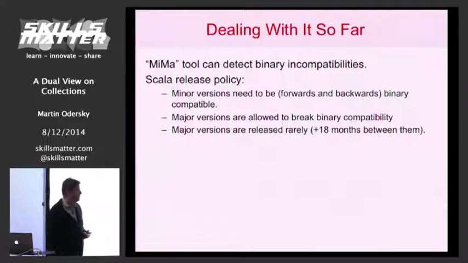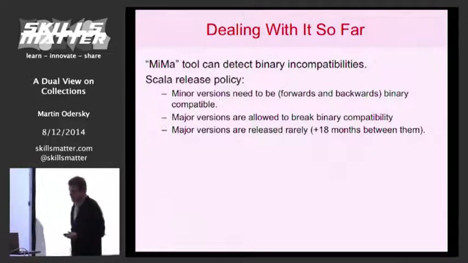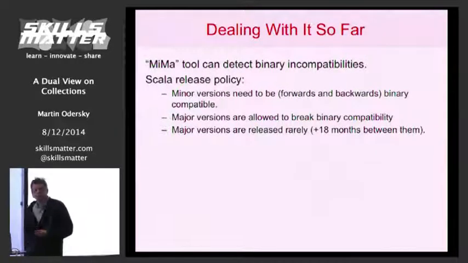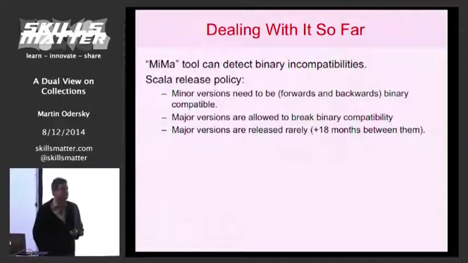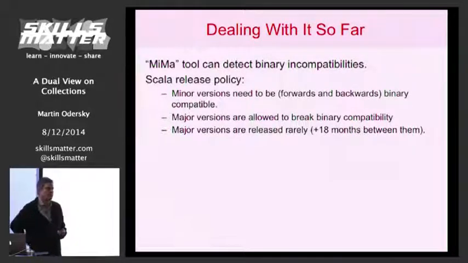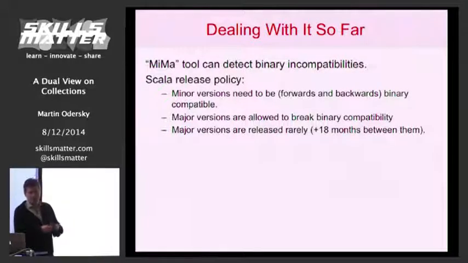And the second element for a solution is that we have become much more conservative in the release policy. So for several versions now already, the minor versions of Scala must be binary backwards and forwards compatible with each other. And that's checked with this MiMa tool. So that means, backwards and forwards, that essentially any minor version is a drop-in for any other. It shouldn't matter at all for building.